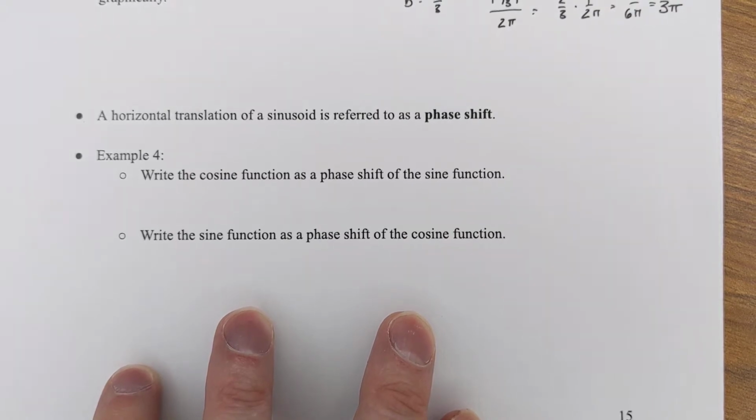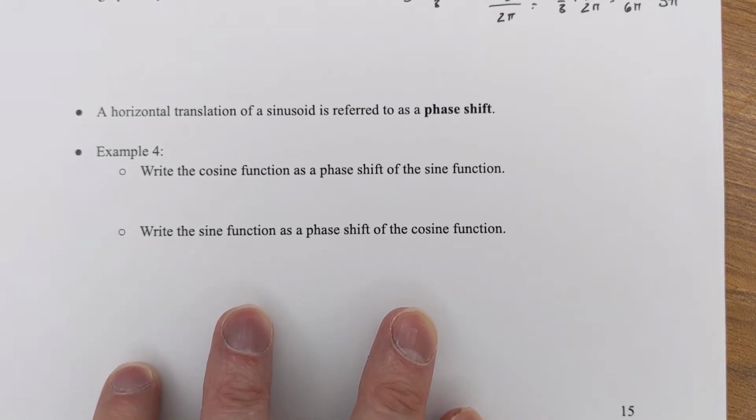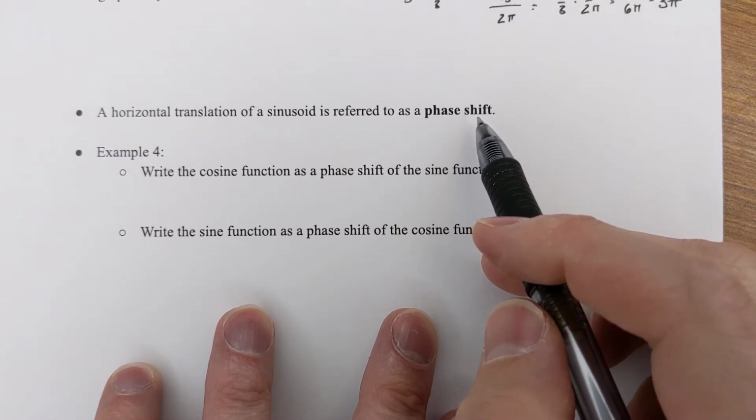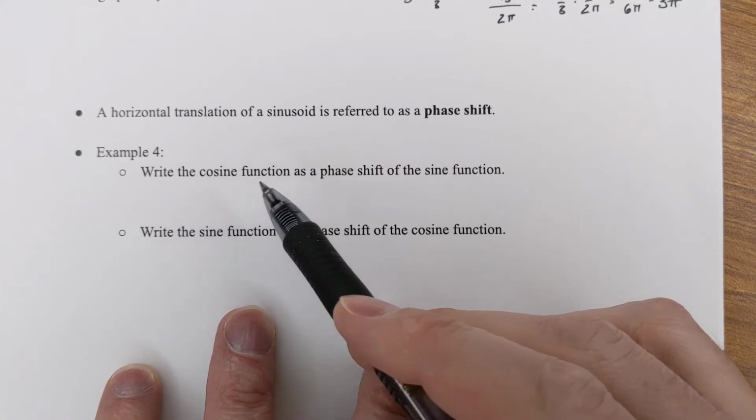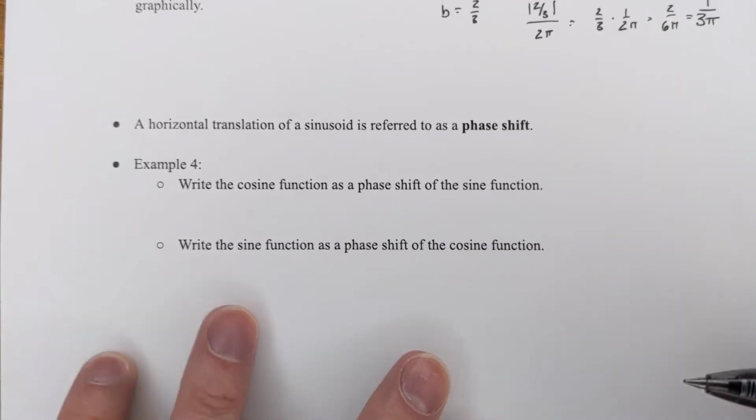Horizontal translations for sinusoids have a special name, though. They're referred to as a phase shift. They move the graph left or right. So example 4, write the cosine function as a phase shift of the sine function.